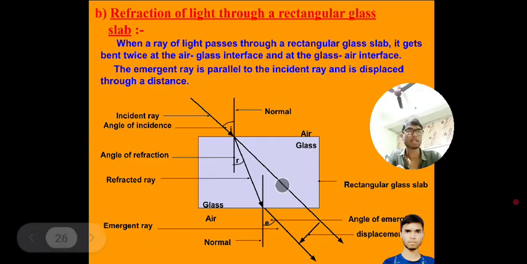Yes, this is a rectangular glass slab. Now here you can see this bent after passing the medium. Then again it passed through the medium. From here you can see rare to denser, then denser to rare. You can see bending of light 2 times.